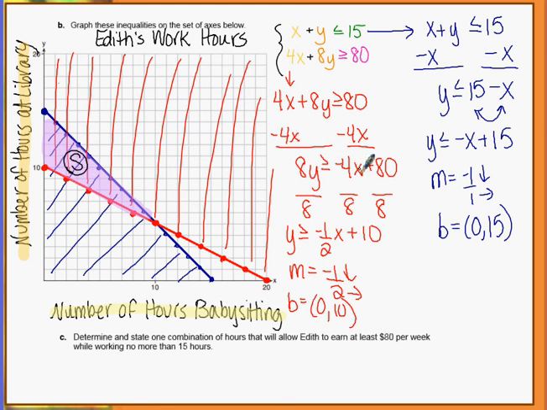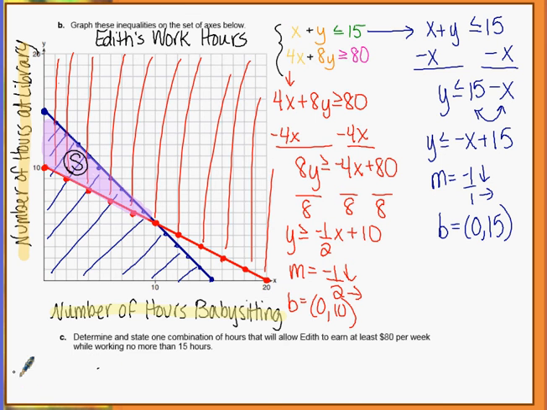Now the other equation was a little more challenging to isolate the y, but we begin at 10 and we go down 1 over 2, down 1 over 2. It's important that we have number of hours babysitting as our x-axis and number of hours at the library as our y. If yours is reversed, your solution set will have the same answers, but it'll look slightly different on the graph. It'll be kind of like a reflection.